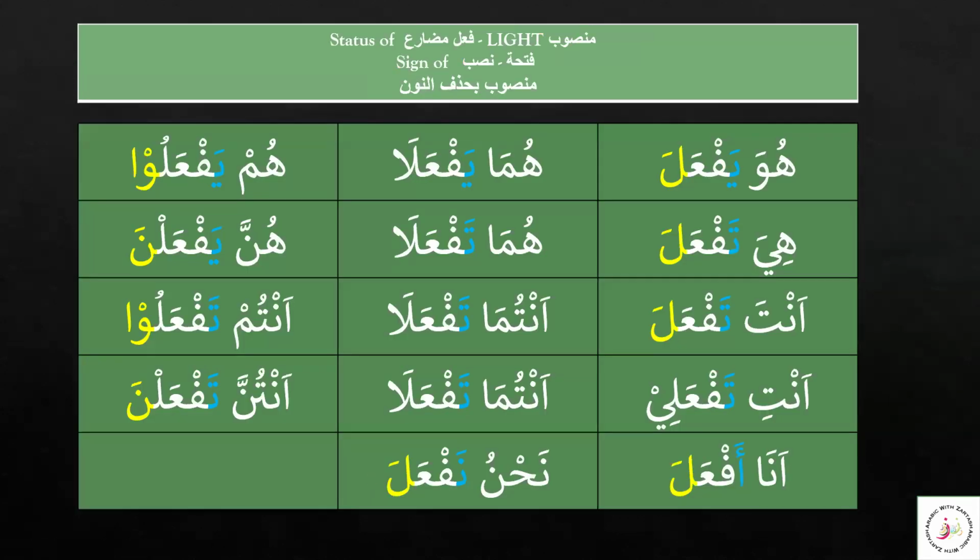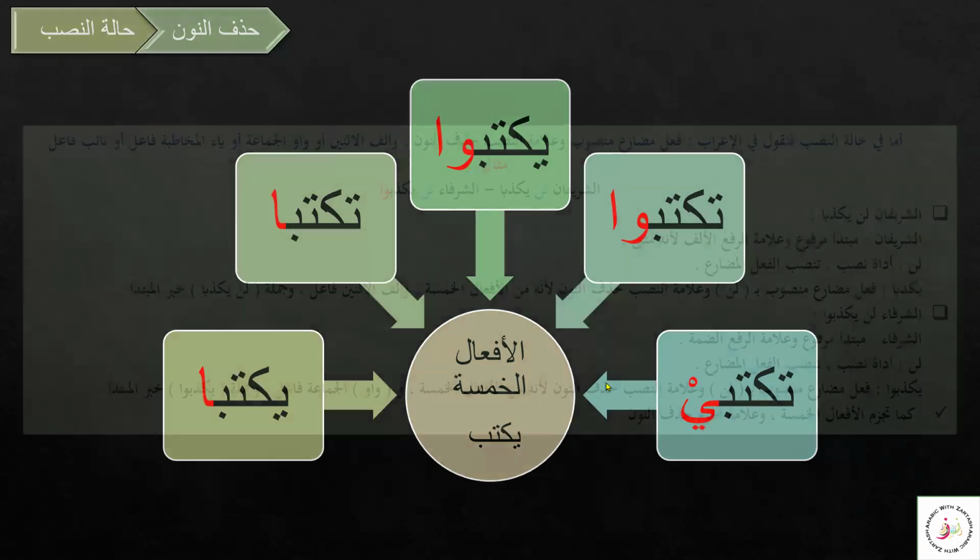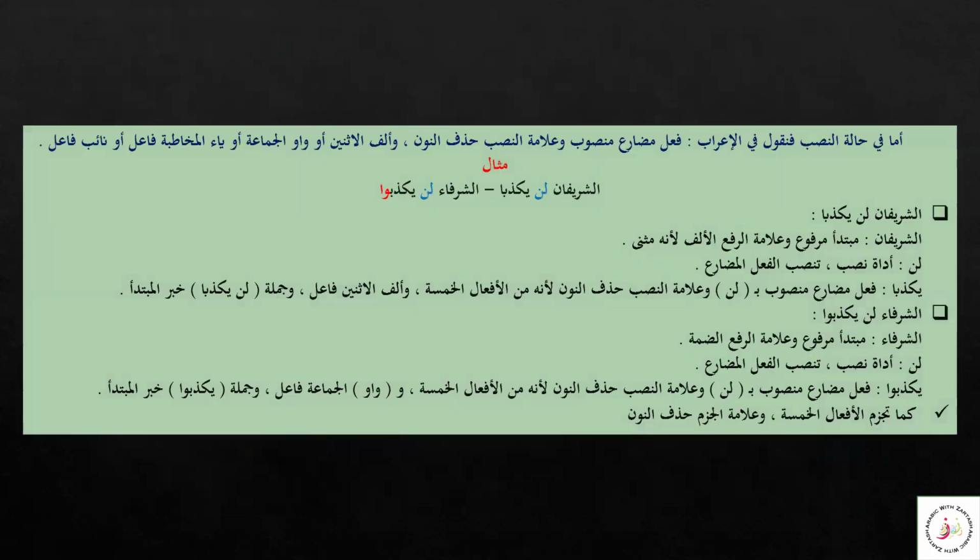This is the chart that we already learned for mansub, or bi hasfin noon. You can see this hasfin noon here, the dropping of the noon for afal al khamsa, and this is also from the afal al khamsa, the ya mukhatiba. We did the example for fi'l mudari mansub as well. We saw that when it is preceded by a harf nasab, the dropping of the noon happens, like lan yakziba, lan yakzibu.